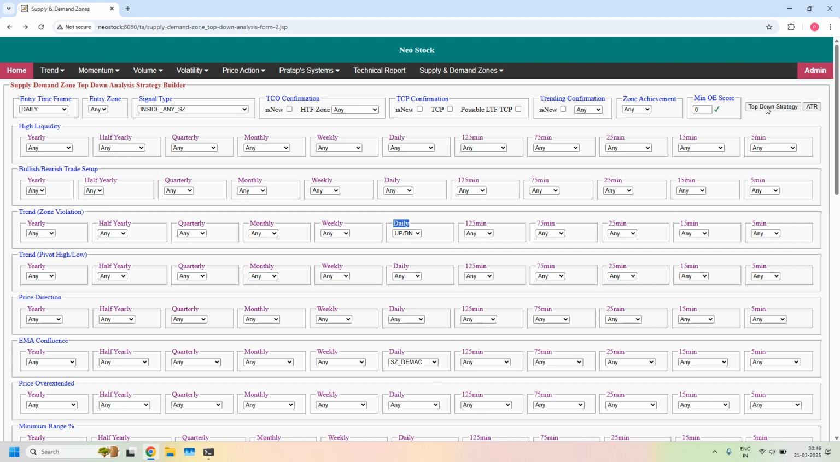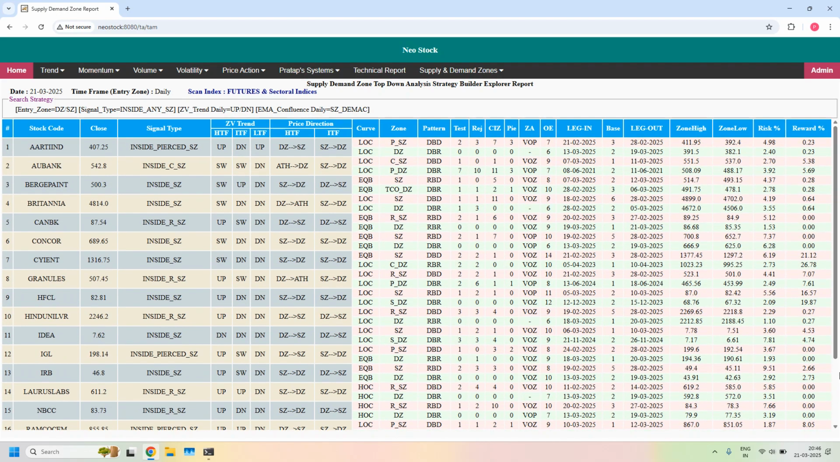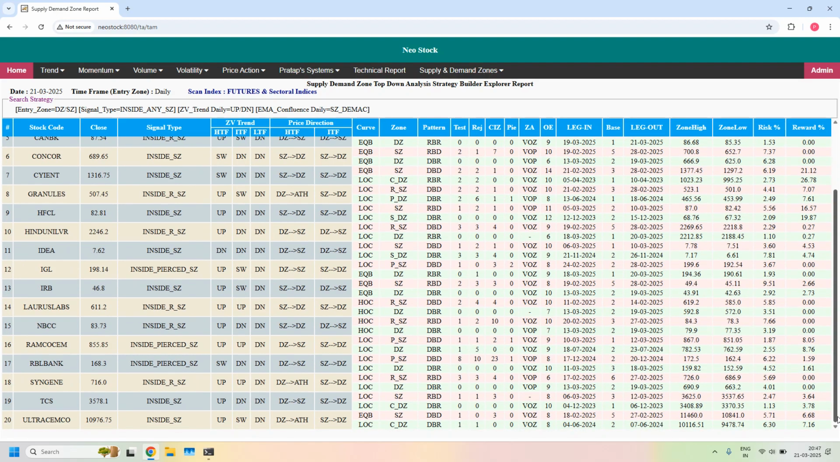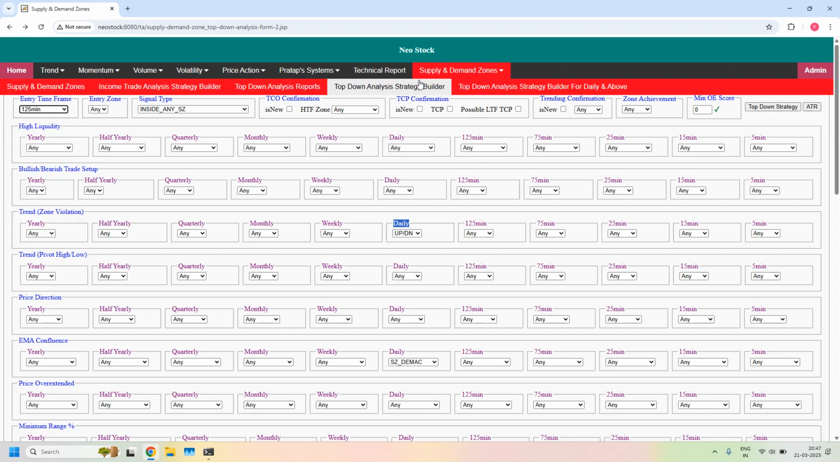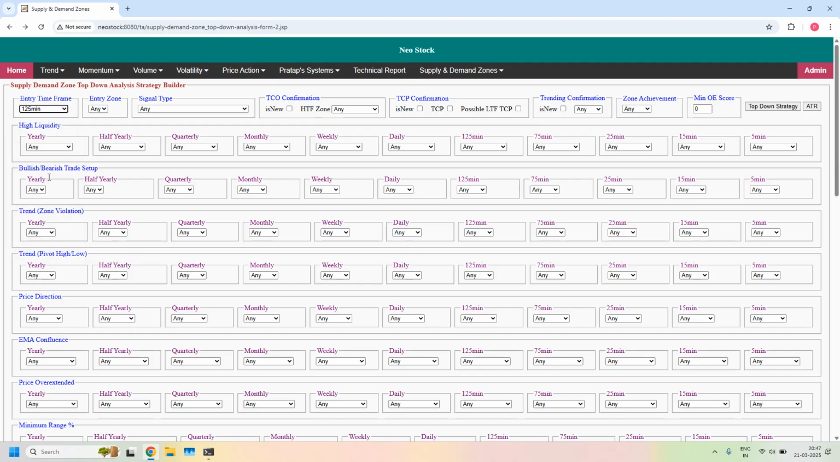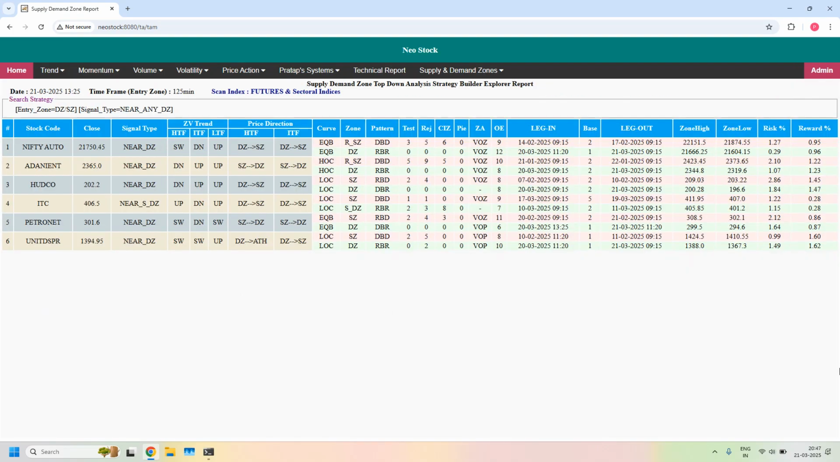So with these filters, the list has come down to only 20 stocks from 96 stocks. Okay, first 15 stocks in the list. Scrolling the list down. So in total 20 stocks are filtered. So this is about the daily time frame. The next time frame is 125 minutes. Stocks near the 125 minutes demand zone, we got 6 stocks.